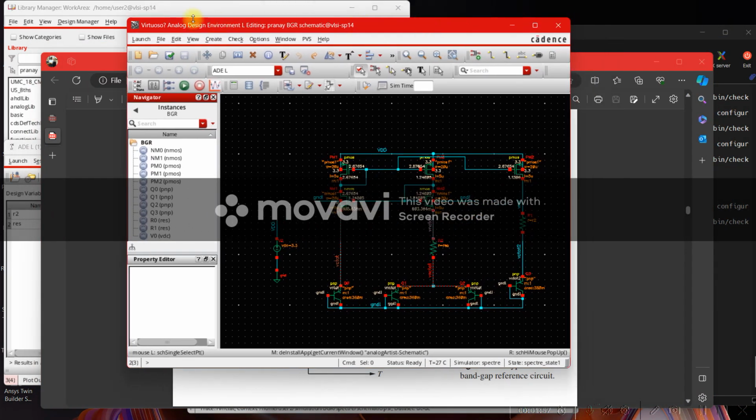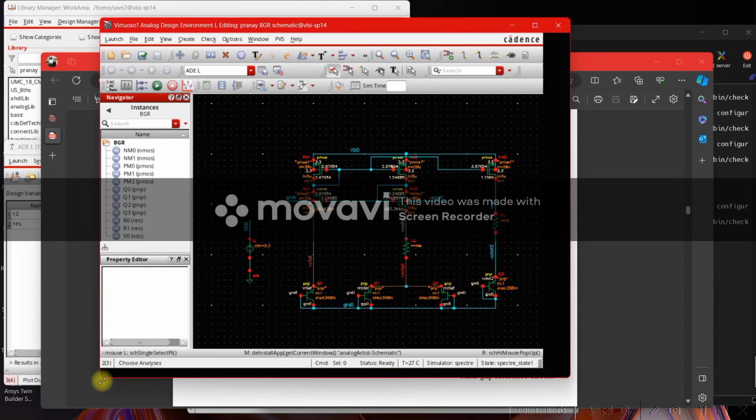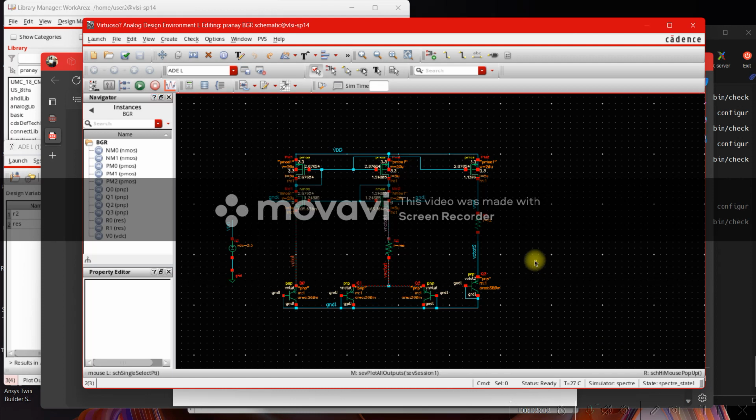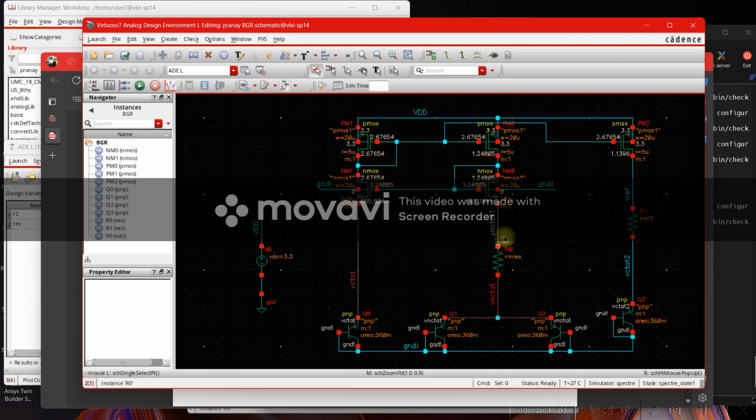This is the schematic of the BGR circuit. As we can see, I've connected the BJT in diode fashion, and I'm pumping a constant current into the BJT. So we'll get a CTAT voltage at this node.